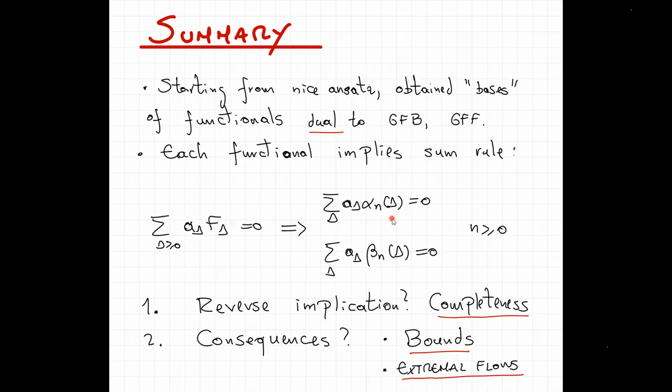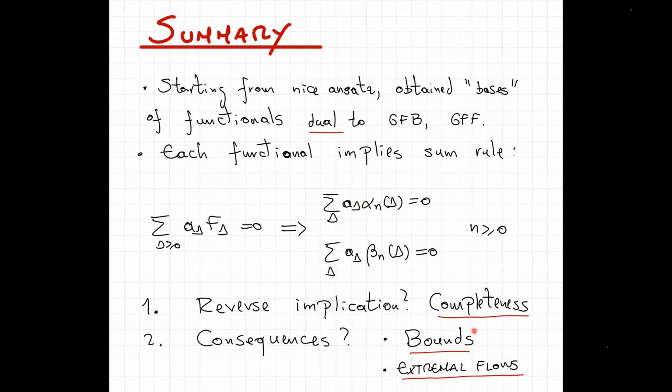So that's one thing. And the second thing then is, now that we have these functionals, these functions, you can just plot them and you can see what these sum rules look like. And you can see what they imply for general CFT data. They will imply both bounds on the CFT data, and we'll also be able to use these equations to deform solutions to crossing in perturbation theory.